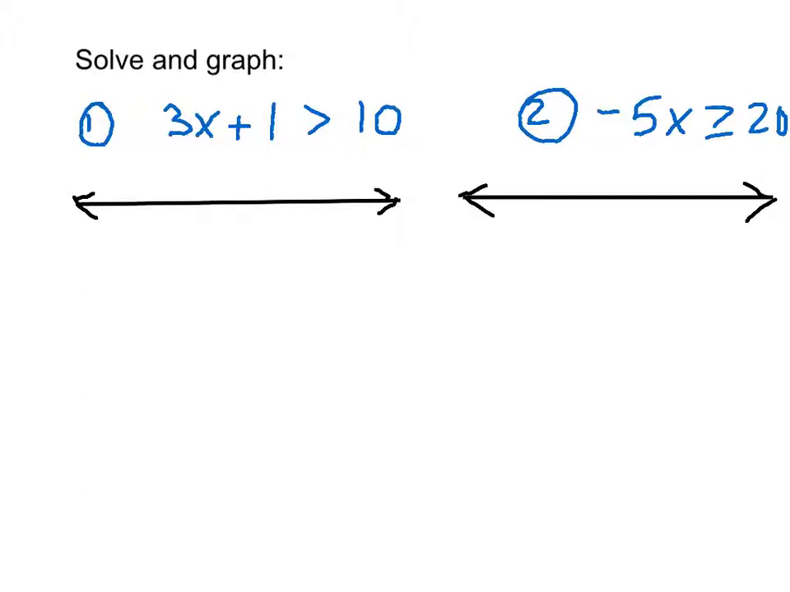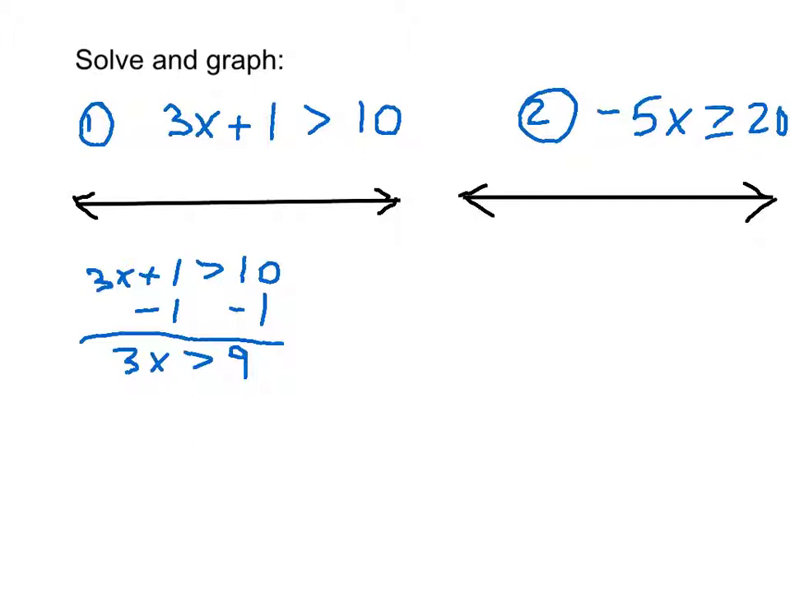So we're going to solve 3x plus 1 is greater than 10. In order to solve this, I'm going to use my properties of equality. It's the same thing whether there's a greater than, less than, greater than or equal to, or less than or equal to. If you add or subtract something from both sides, that is fine. It does not change your inequality. It does not change your equation either. So here we're going to subtract a 1 from both sides, and now I can divide by 3. And I get x is greater than 3.